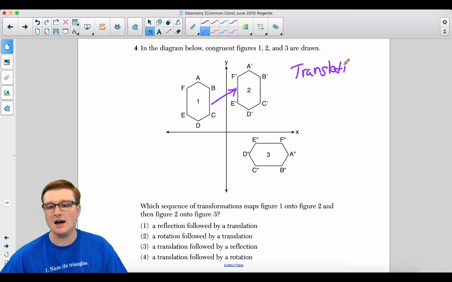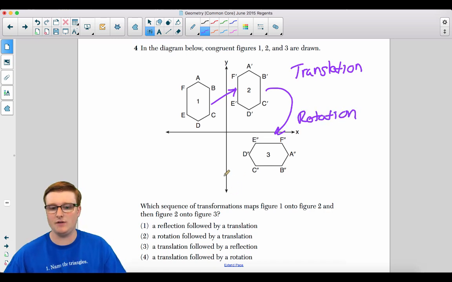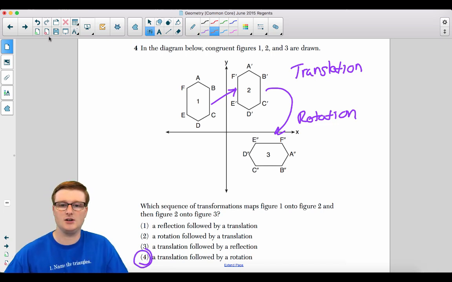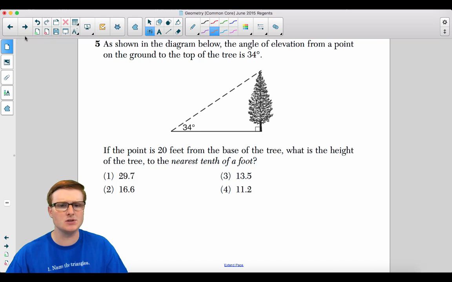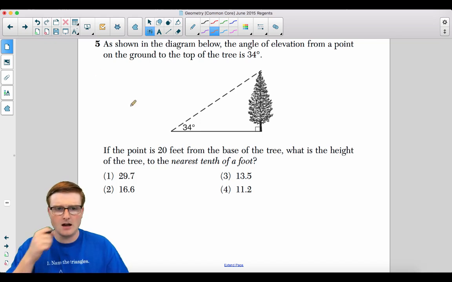All right. Now for the second part of this, to go from figure 2 to figure 3, that looks like it's going to be a rotation. So we're looking for the answer translation followed by a rotation, and that is going to be choice 4. All right. This exam is pretty simple so far. All right. Number 5. All right.